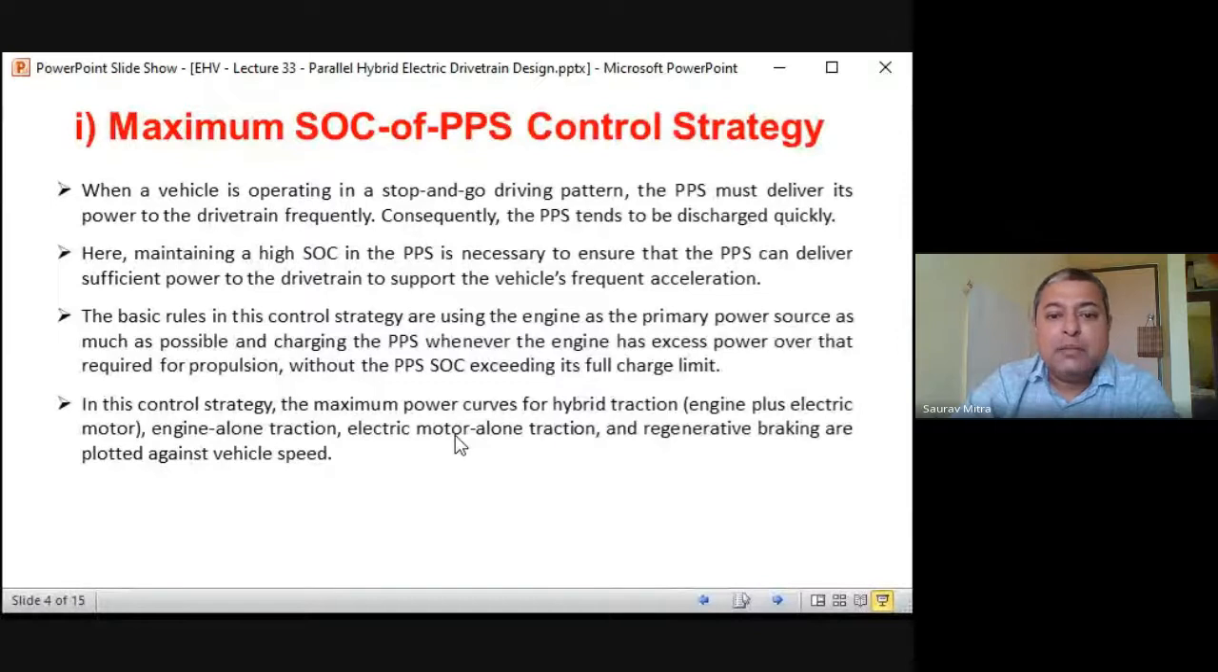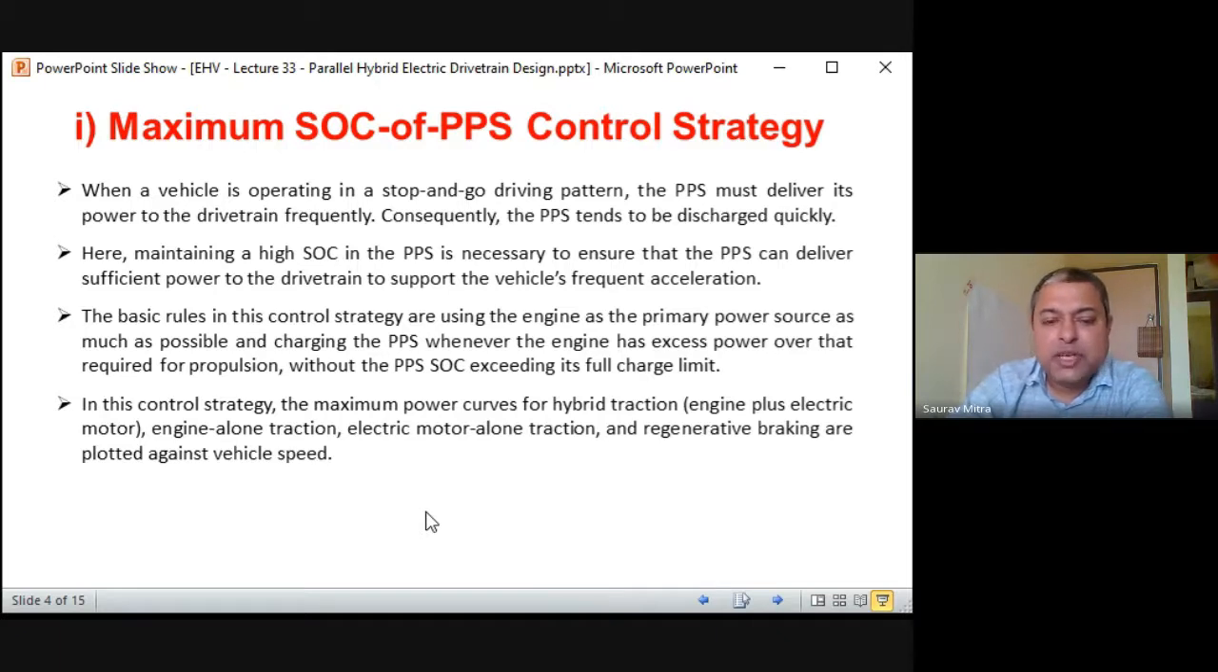curves for hybrid traction are plotted. Hybrid traction is engine and PPS together. In this control strategy, the maximum power curves for hybrid traction, engine alone traction, electric motor alone traction, and regenerative braking are plotted against vehicle speed. Hybrid traction means engine plus electric motor together, that means engine and PPS together. Engine alone traction means only PE is driving the PL. Electric motor alone traction means PPPS is equal to PL.